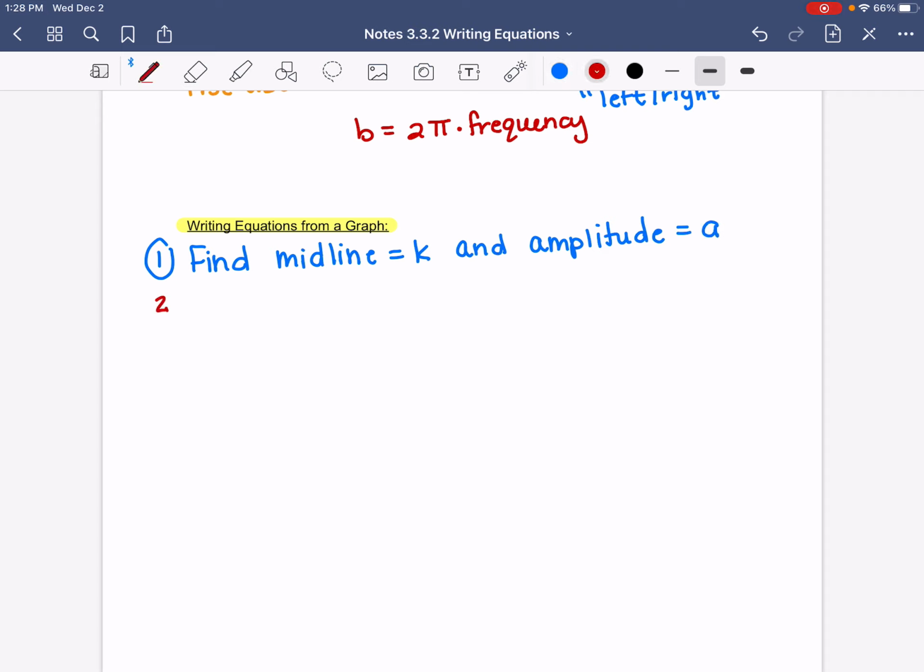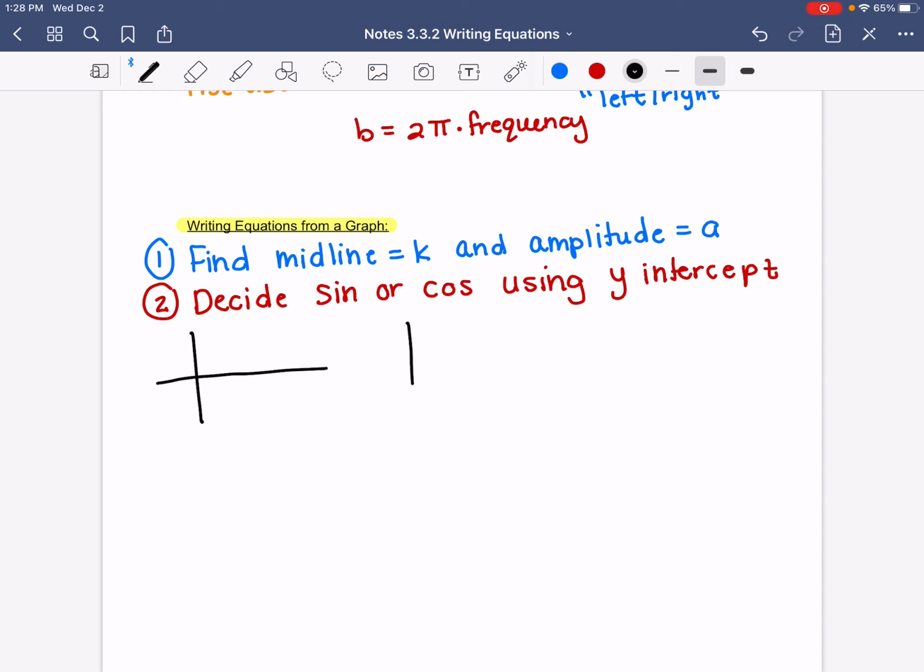Then after you have those two things, you're going to decide if you're using sine or cosine using the y-intercept. I'm going to decide if I'm using sine or cosine based on my y-intercept, because if your first critical point of the 5 critical points lies on the midline, then that is a sine curve.